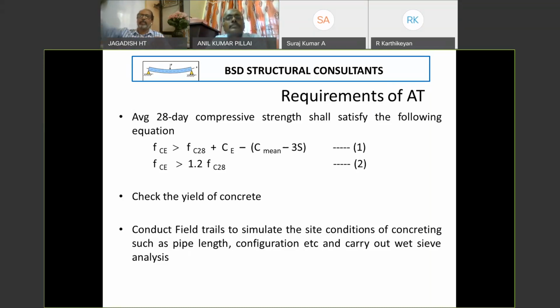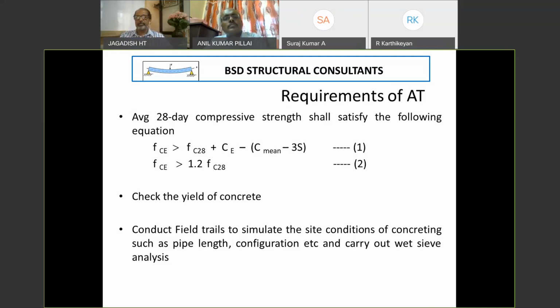We simulate the same condition. We lay the pipeline in the same condition. We use the same pump that we are going to use during concreting. Bring the same concrete from the batching plant and pour it into the pump. Before we pump it, collect a sample from the transit mixer and conduct wet sieve analysis before pumping. After pumping, go on top where the concrete is coming out from the pipeline, collect concrete there also and conduct wet sieve analysis. What we are trying to do is establish consistency in the field condition itself. From the time we pump it to the time it reaches the top, there should not be any change in the consistency of concrete.